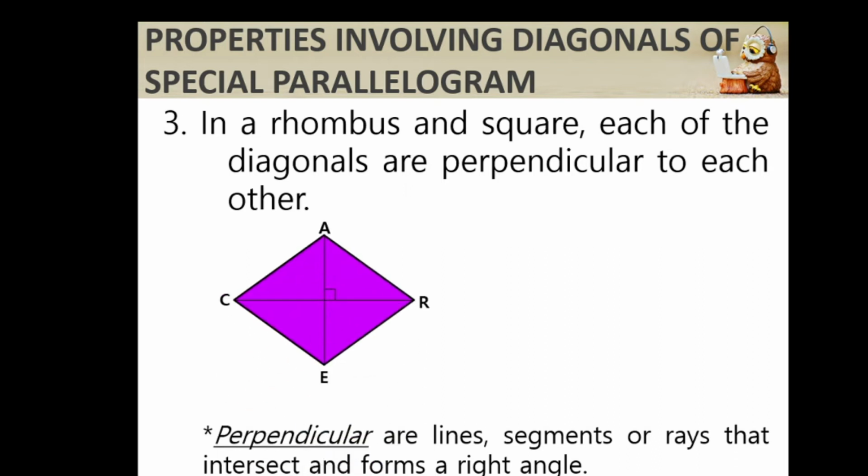For example, in this figure, line segment AE and line segment RC are perpendicular. Therefore, we can say that it is a rhombus or a square. Take note that the symbol for perpendicular lines is an inverted capital letter T.